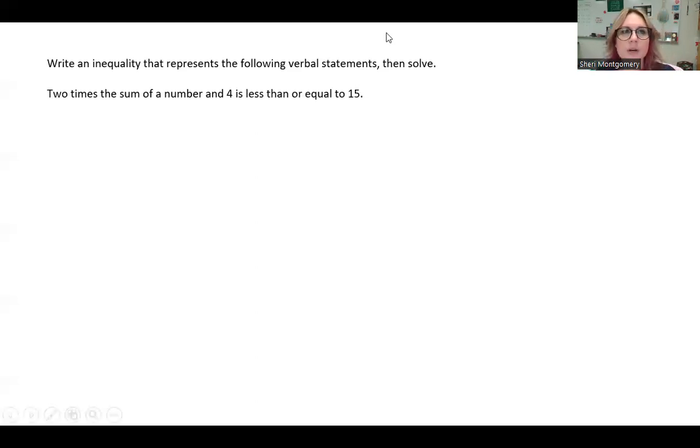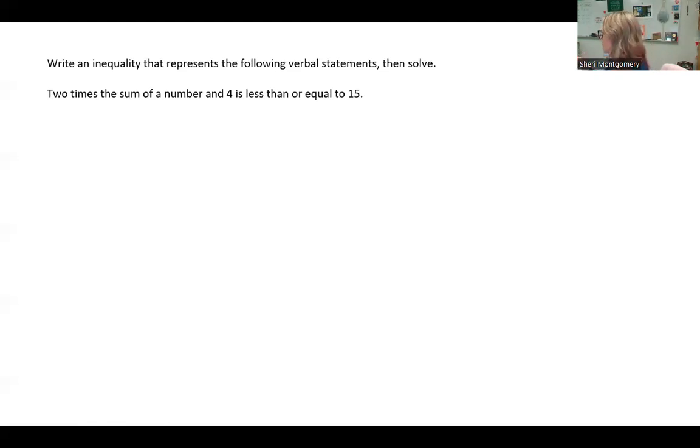So when I read through this one, it says 2 times the sum of a number and 4 is less than or equal to 15. Last class, when we did the word problems, the word that stuck out, that I know what it means, is the word "is." Is meant that's where the equal sign went. Wherever you saw the "is," you could put an equal sign there because that's what went there.